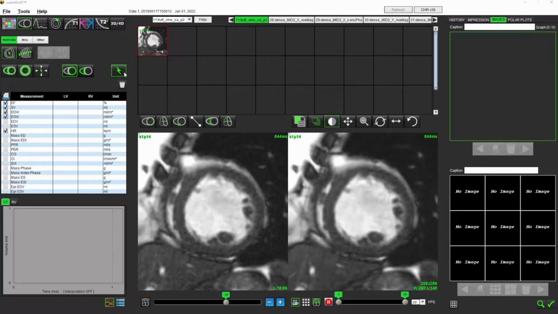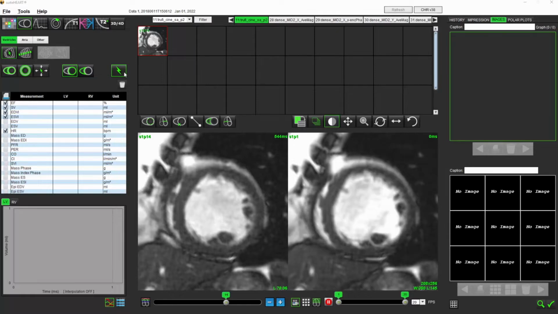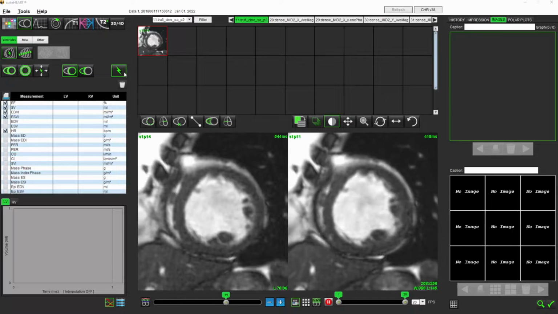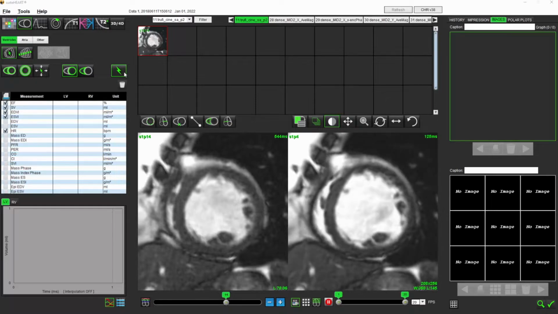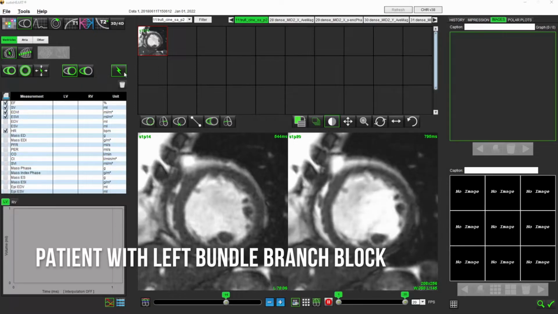Someone asked me the other day how strain imaging with feature tracking compares to strain imaging with DENS, which is the gold standard. I thought that was an interesting question, so I thought I'd make a quick video showing how they compare.